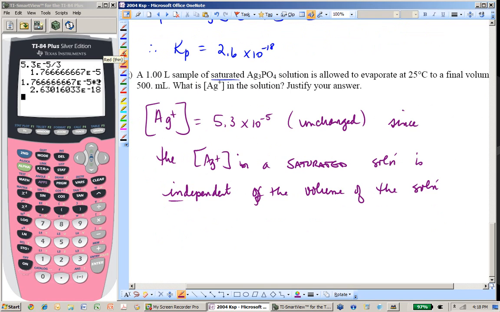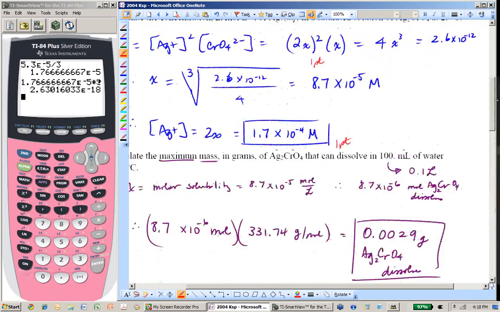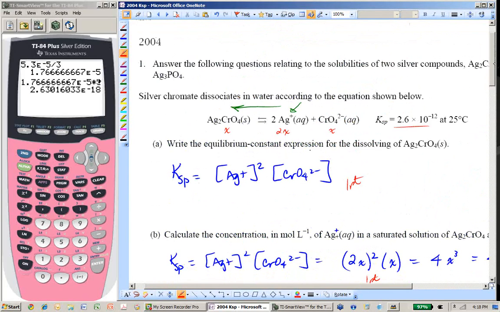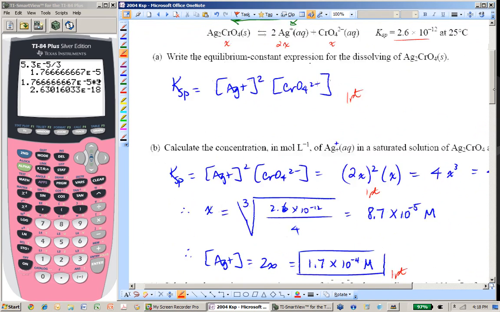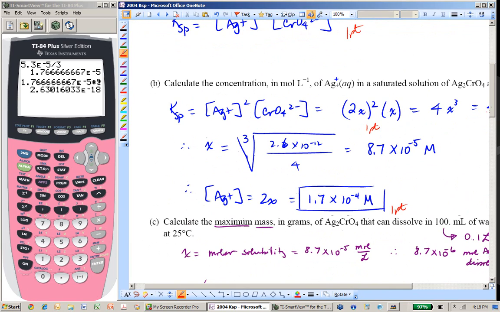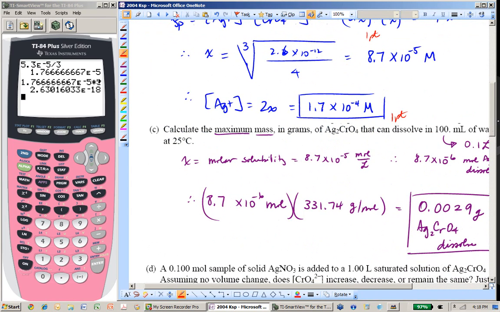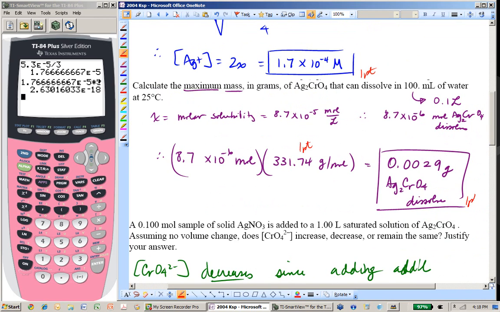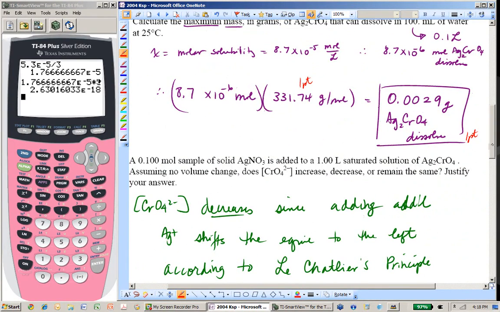Let's talk points. All right, let's recap from the beginning. How about that? A point for being able to write the KSP expression. I lovingly call it the pity point. Nothing wrong with the pity point. Take the pity point and run with it. And then a point for understanding the stoich, a point for actually using it and calculating the silver ion concentration. Then on part C, we get a point for calculating the molar mass, for crying out loud. You could almost hit half of the mean on this one out of pity points. That's another pity point.